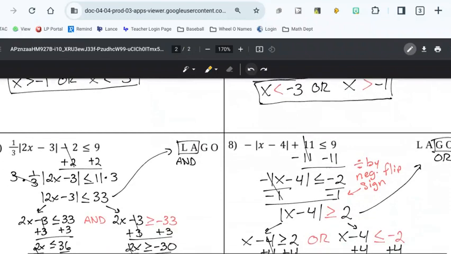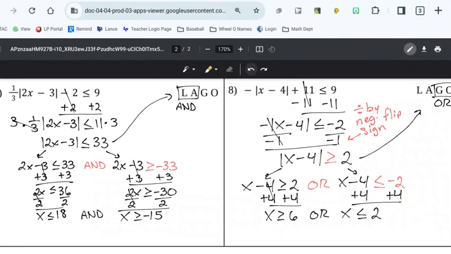All right. Let's go ahead and take a look at number 7. It's not isolated, so we have to add 2 and then multiply by 3 to get rid of the denominator in 1/3. Then we go ahead and we split. It's an and problem because it's a less than symbol. Less than indicates and. And then again, we need to remember that second inequality, we need to flip the sign and make our answer negative.